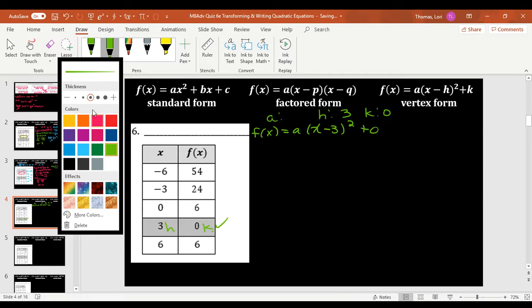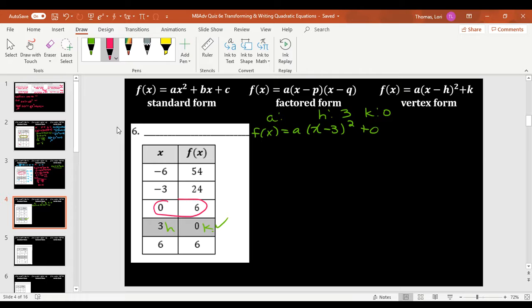Now we need to find a point other than the one we've already used to plug in for x and f of x. I'm just going to take the y-intercept and replace f of x with 6, x with 0, and then simplify. So we have negative 3, but it's squared, so that's positive 9. And then solve for a. Let's leave our a value as a fraction, but let's simplify it. So my a value is 2 over 3.